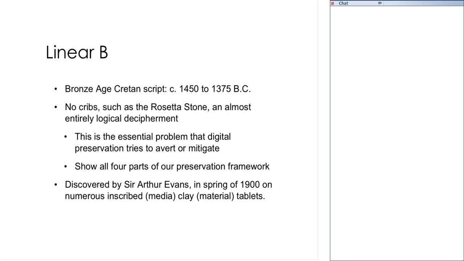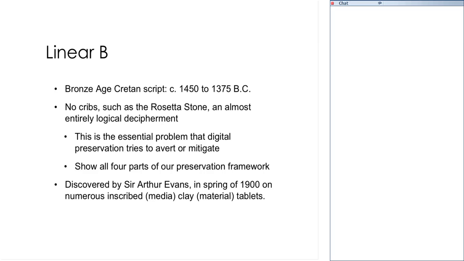Linear B was a Bronze Age Cretan script, about 1450 to 1375 BC. There were no cribs available for it. So with the Rosetta Stone, we had these 3 copies of the text in different languages, which made decipherment fairly straightforward. With Linear B, we just had a lot of symbols, and this is the essential problem that digital preservation is trying to avoid or mitigate. We don't want to be left with a bunch of data that we don't know how to understand.